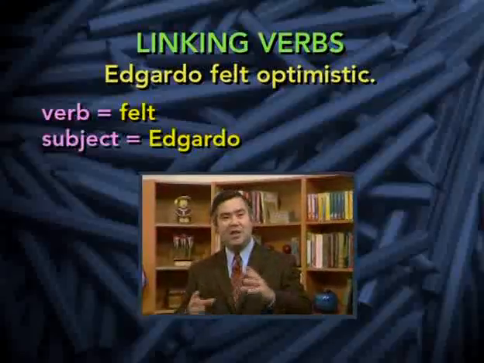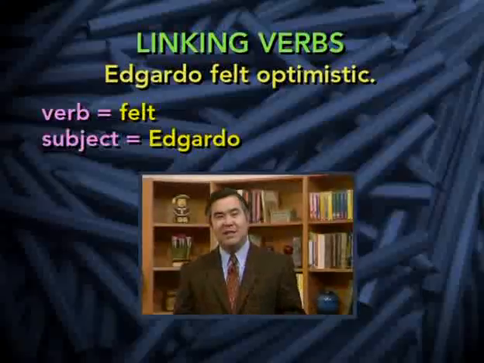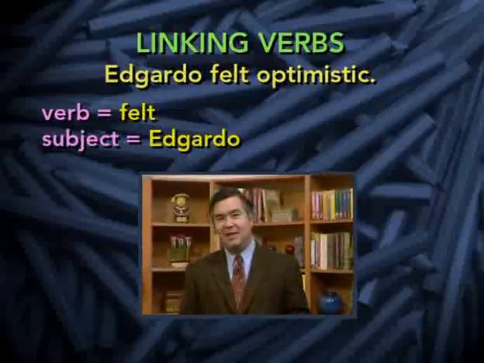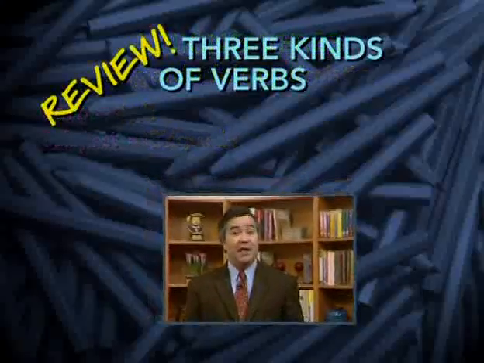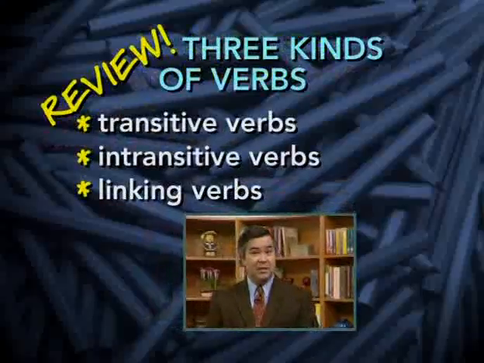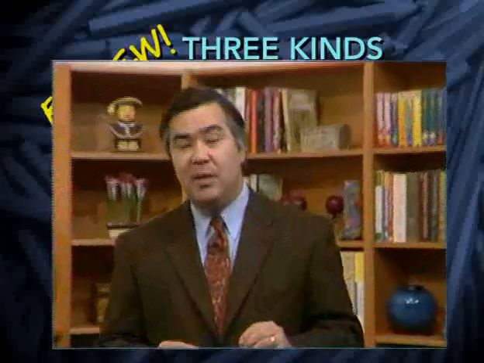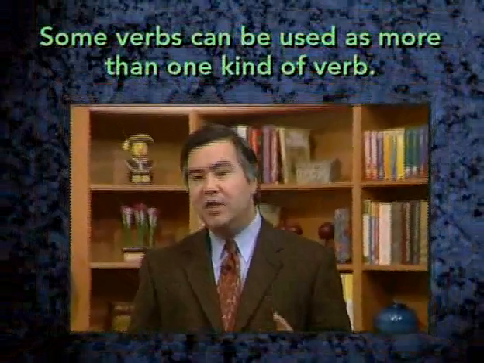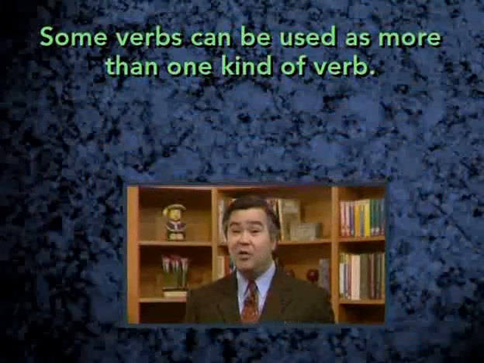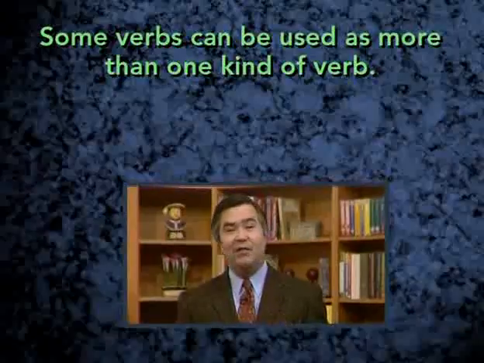Edgardo and optimistic go together, and that's why felt is considered a linking verb in this sentence. These then are the three kinds of verbs: transitive verbs, intransitive verbs, and linking verbs. And as you'll see in a moment, it's important to understand the difference in order to understand how sentence complements are used. Notice that some verbs can be used as more than one kind of verb.